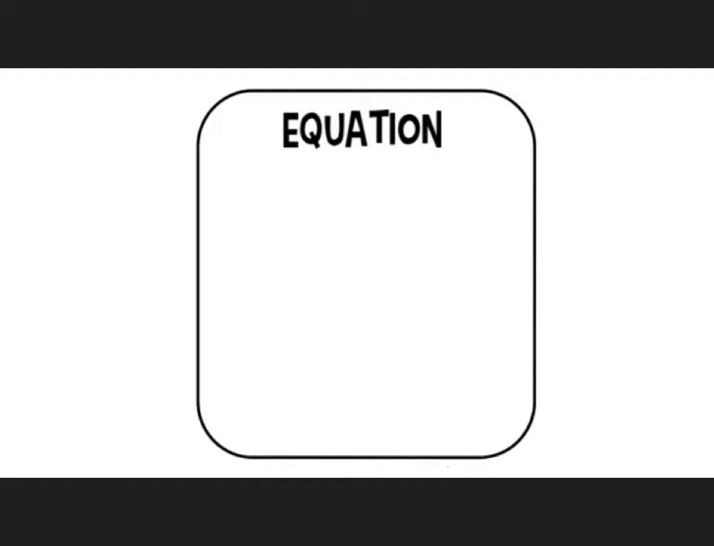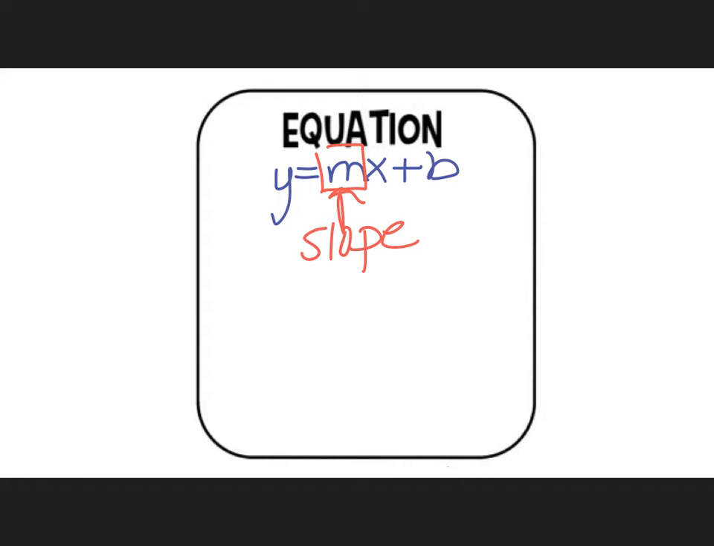So here we have a general equation that we will be dealing with: y equals mx plus b. M being slope. So keep in mind that it's whatever is the coefficient of x. So slope is always going to be in front of x. So for example, if we have an equation like y equals 3x plus 2, your slope is 3. So you would say m equals 3.